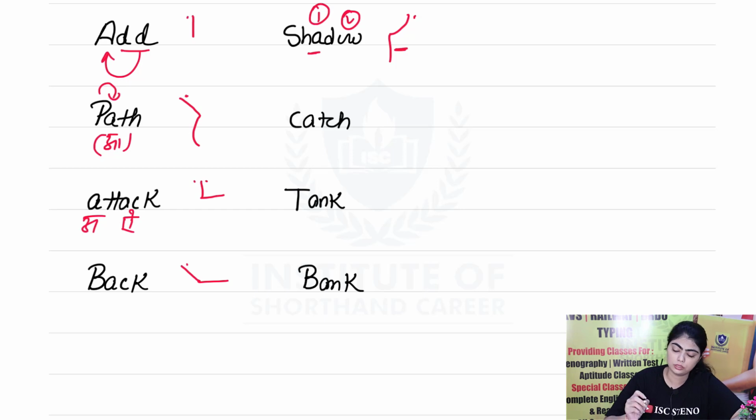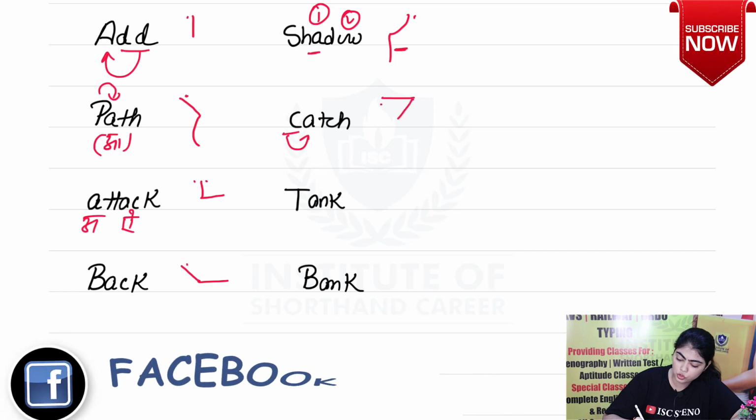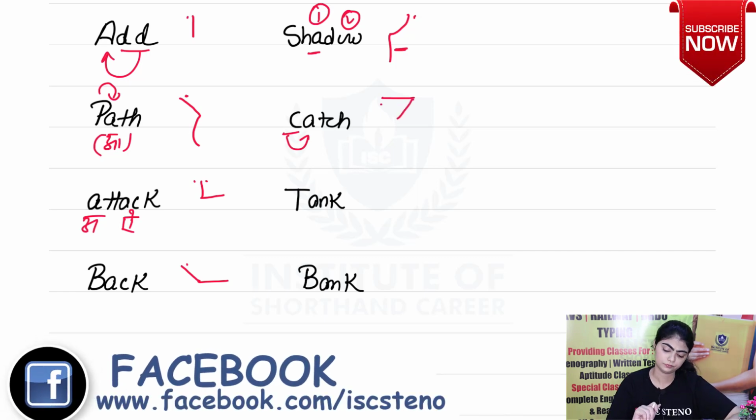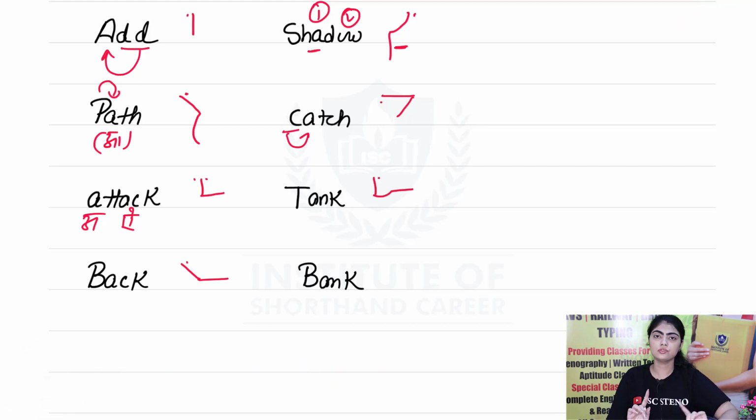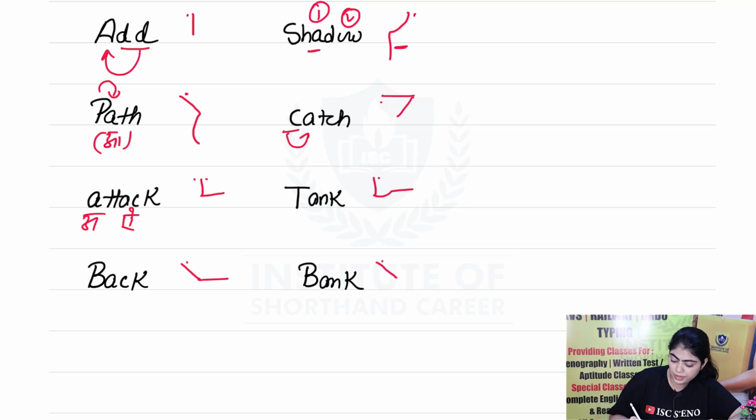Next is catch. K, and ch, catch. Next word that is coming is tank. T, n, and k, tank. There is a sound of n, so just make the n also. Don't forget to make that. Tank. And the next is bang. Ba, n, and k. Okay.